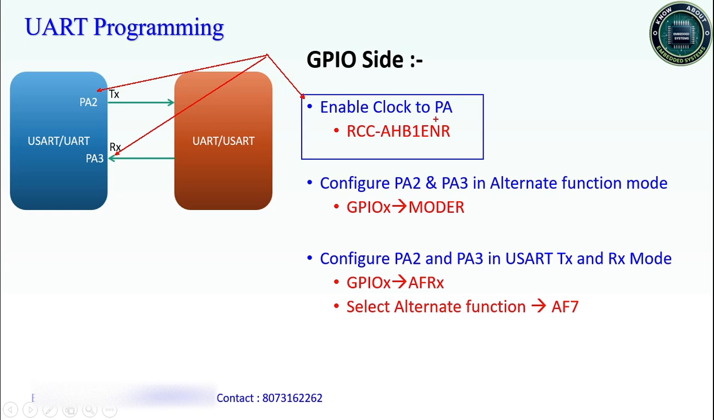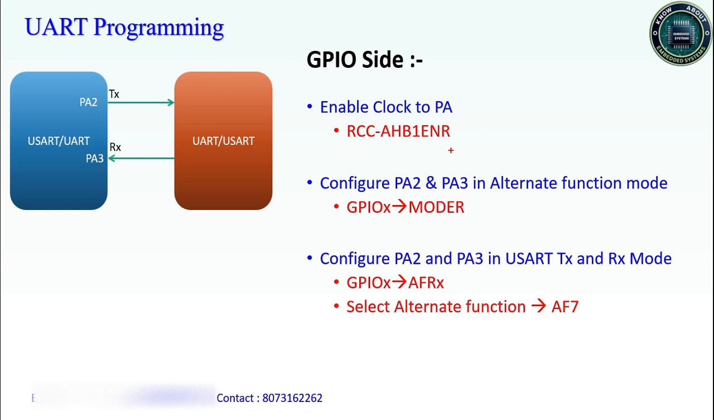How can I enable the clock? You know that already. We have to use the register RCC AHB1 ENR. This register is used to enable the clock for port A, port B, port C and port D, and so on like that. This is the first important thing we have to do in the configuration under GPIO.